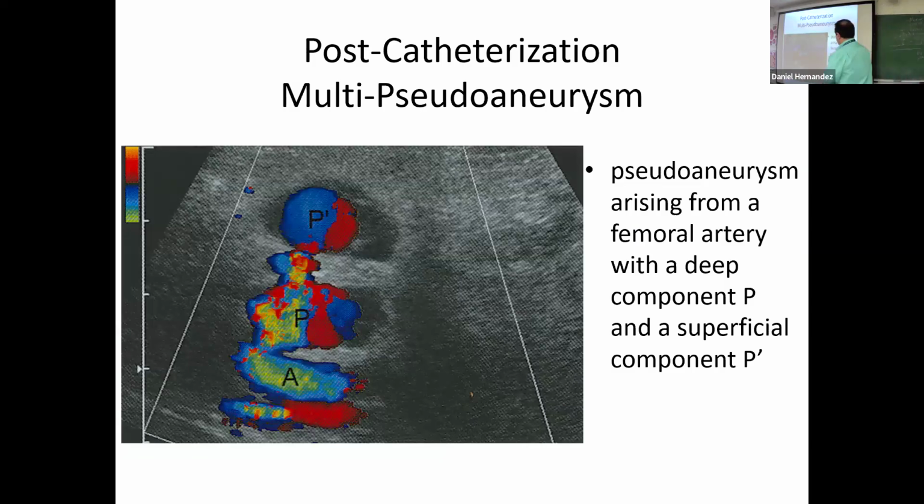So again, this was post-catheterization showing a multi-lobed pseudoaneurysm, like I said, so they can have multiple actual hematomas or pseudoaneurysms with multiple necks. This is where it gets a little more complicated. I would start with superficial and just work your way deeper. So this would be one, so pseudo one, pseudo two, as you work your way.